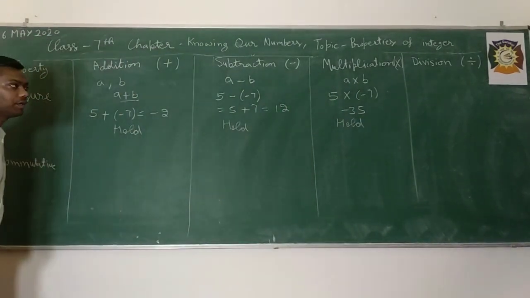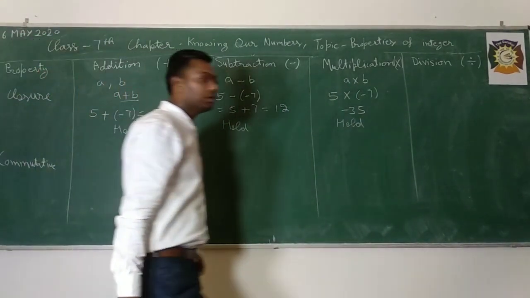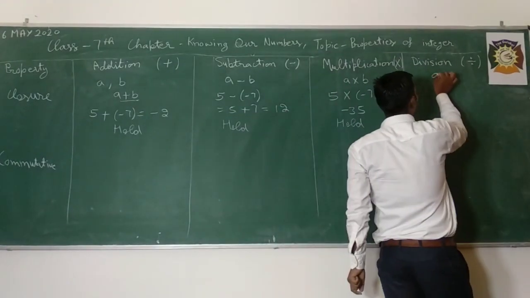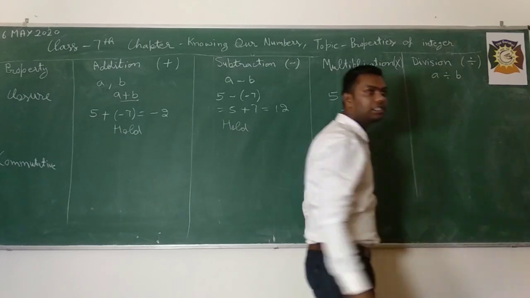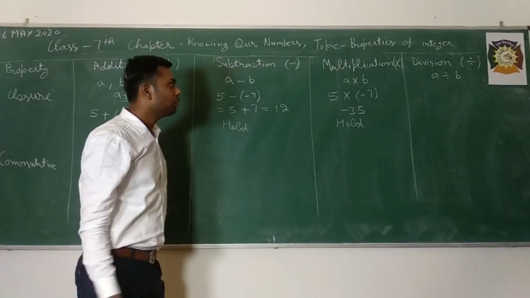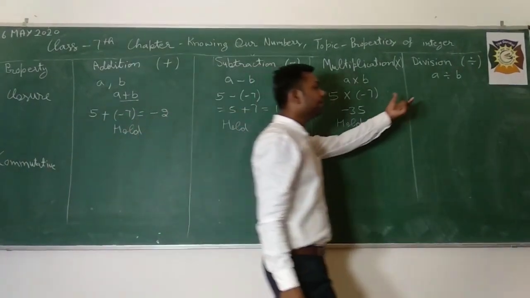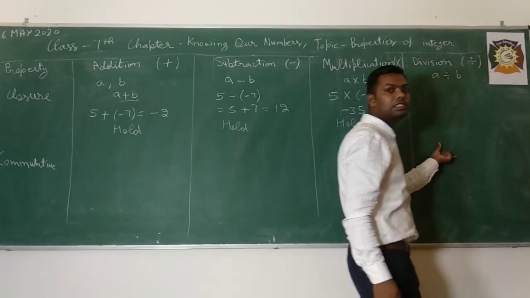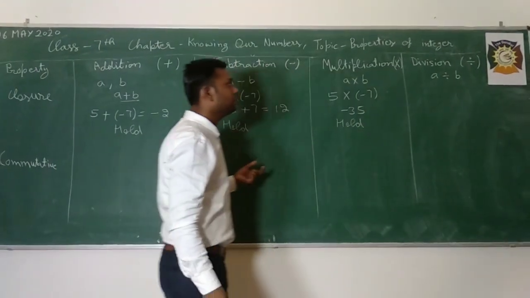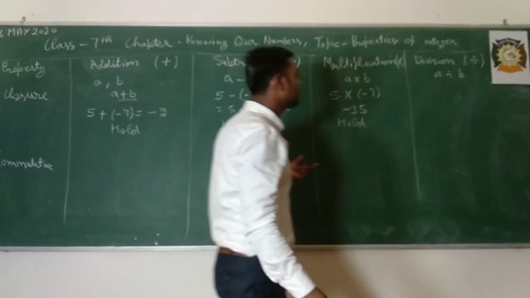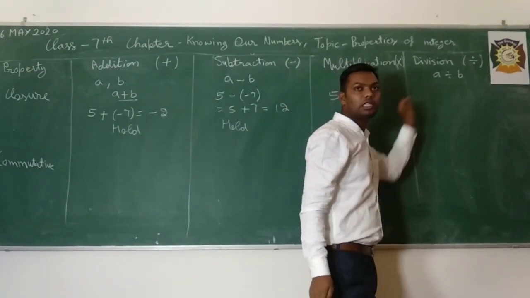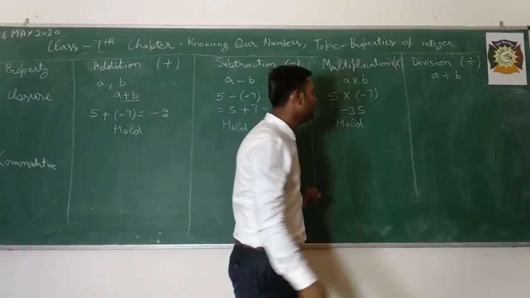Next, division. Let's try. Does the closure property hold or not in integers? a and b are two integers, and we divide them. What do we get? If we get an integer, then we say that the closure property holds in division. If we don't get an integer after division, then we say that it doesn't hold in division.